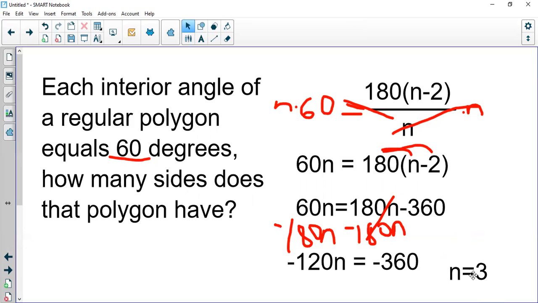So what I've discovered here is the answer to this question is a 3-sided polygon, which is actually just a triangle. Each of its angles equals 60 degrees, and we know that that's an equilateral triangle.